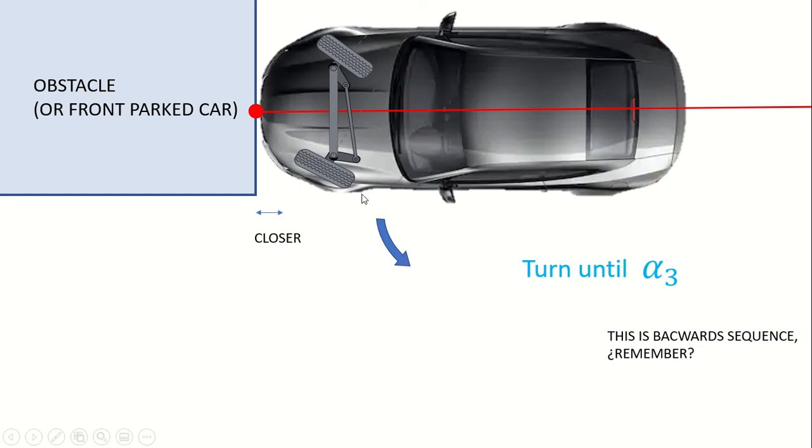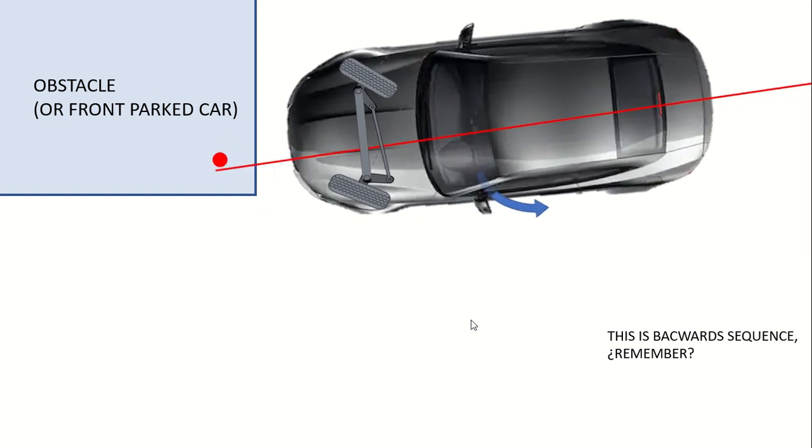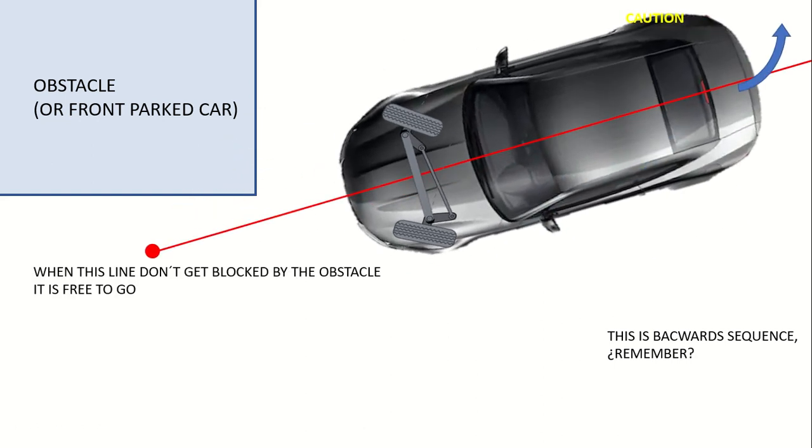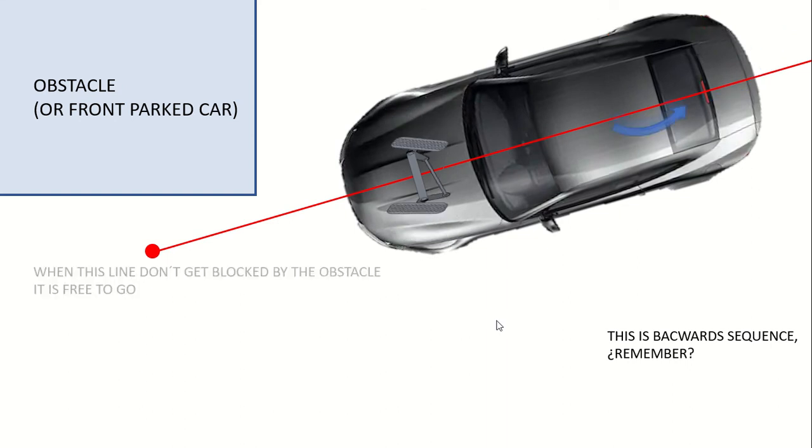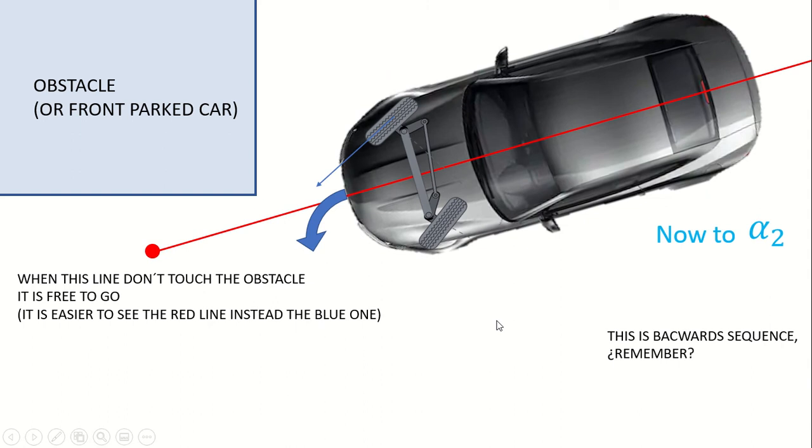So then take the full steering wheel and turn in reverse the angle alpha 3. As I said, I am making backwards steps. So this is the angle alpha 3. Be careful with the contact in that part. And after that, we will move the angle alpha 2 to take out.